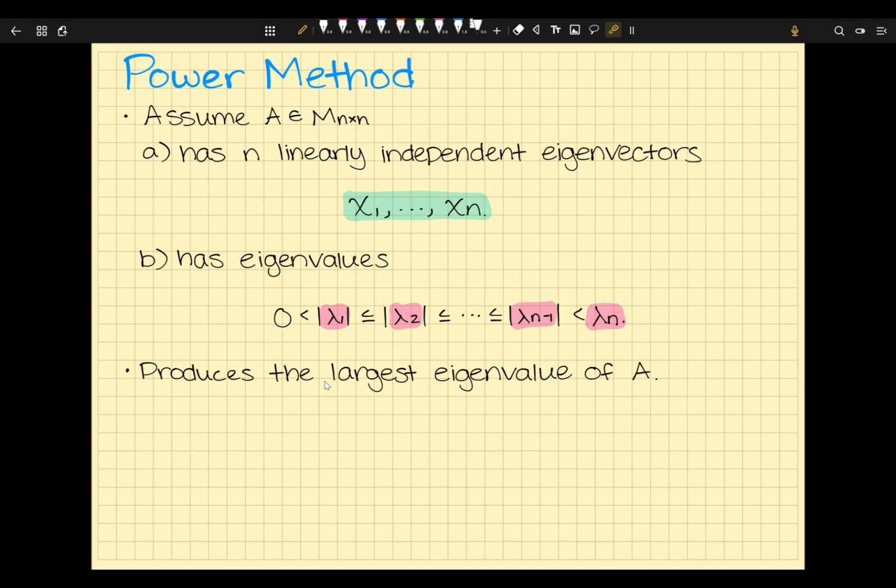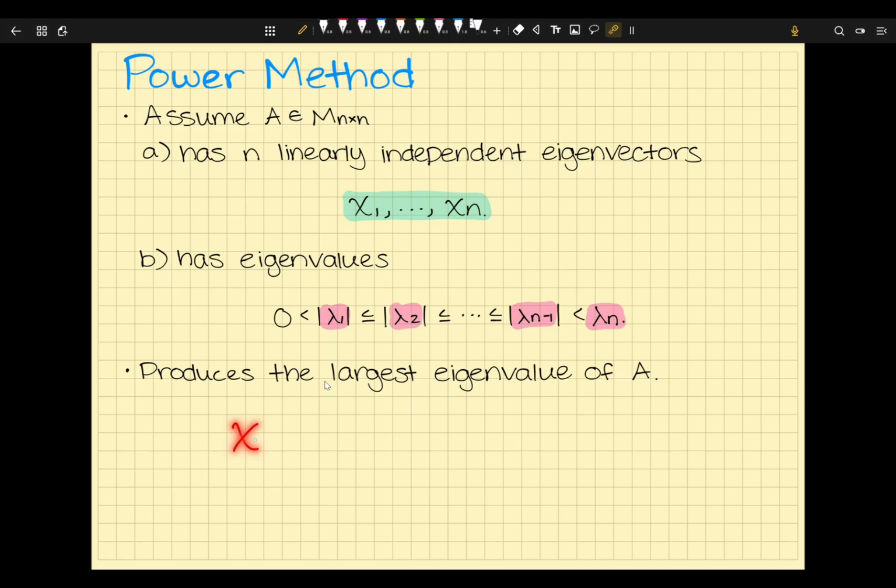Maybe we should recall what linearly independent means. It means that any of these vectors in this list, any of these x1 through xn, cannot be written as linear combinations of each other. So x1 could not equal some linear combination like this. Sorry, I screwed up. Okay, so it has n linearly independent eigenvectors, and then its eigenvalues.